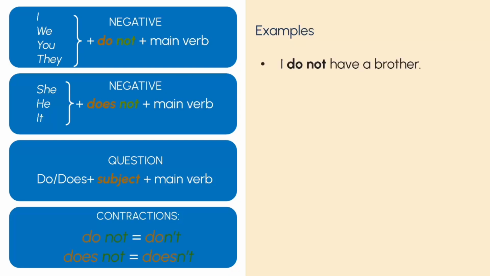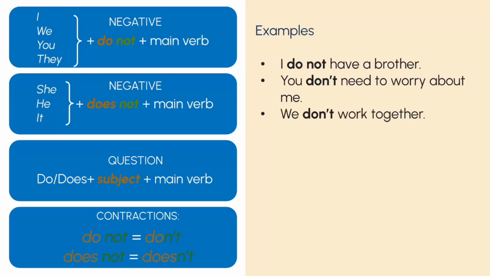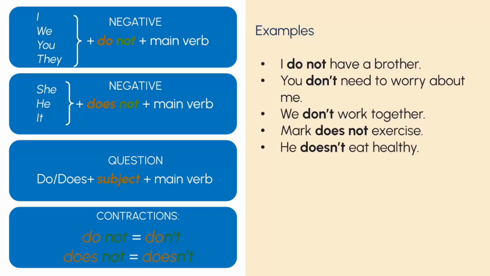For example, I do not have a brother. To create the negative, you add do not between the subject and the verb. You don't need to worry about me. Here, don't takes the place of do not. We don't work together. Mark does not exercise. He doesn't eat healthy.